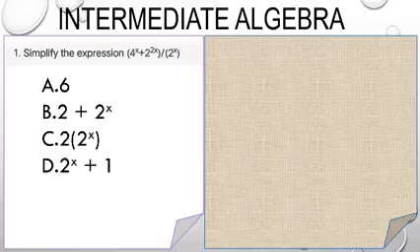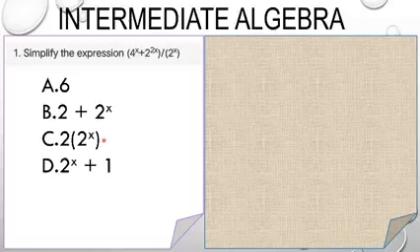Okay, so question number 1, we have a simplified expression 4 raised to x plus 2 raised to 2x over 2 raised to x. So these are the possible answers. Letter A, we have 6. Letter B, 2 plus 2 raised to x. Letter C, 2 times 2 raised to x. And letter D, we have 2 raised to x plus 1.